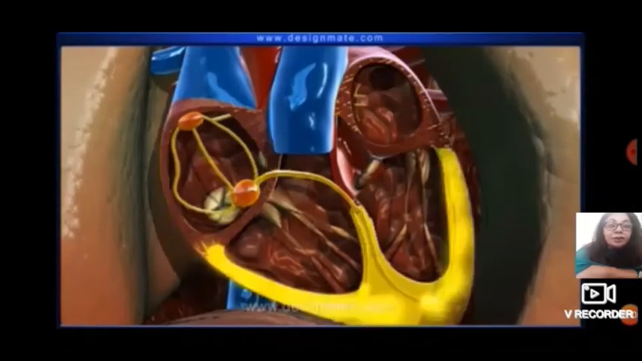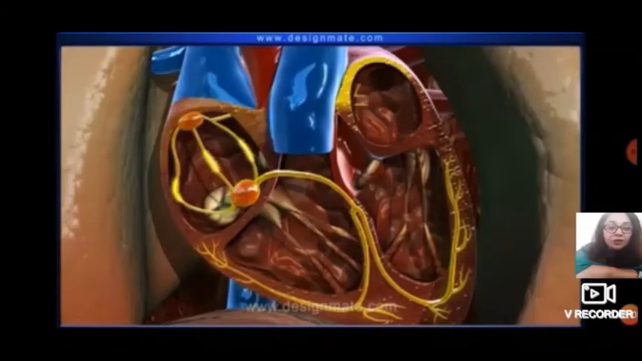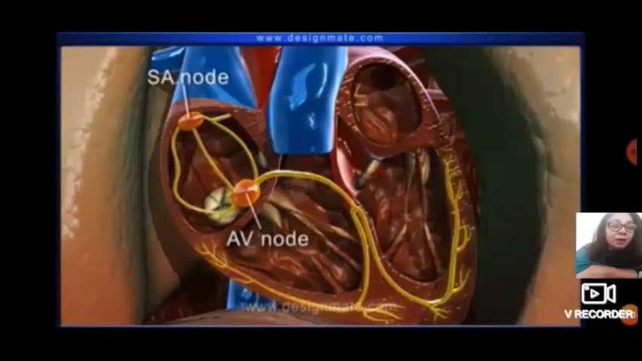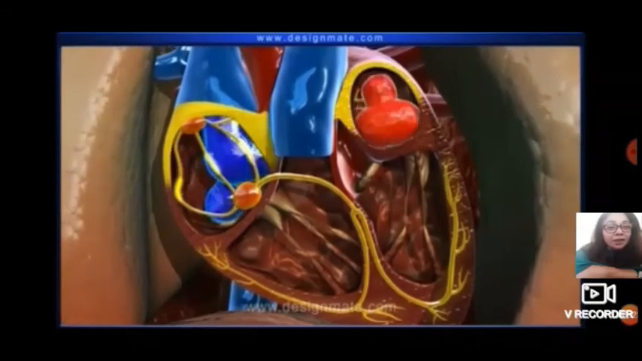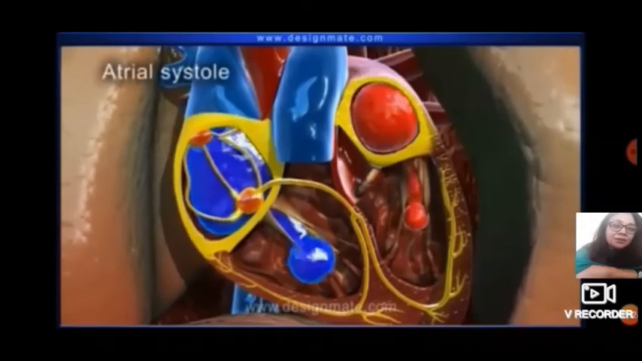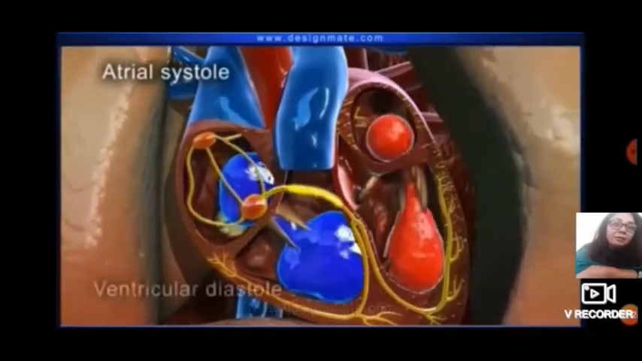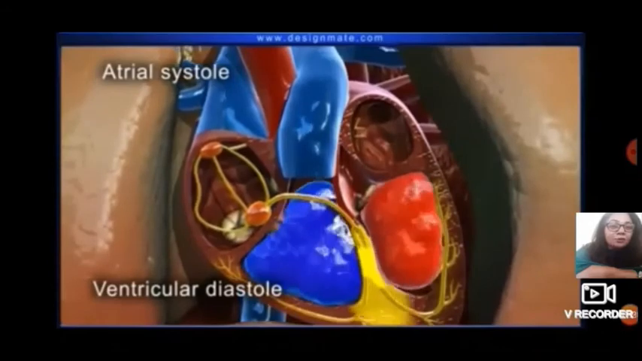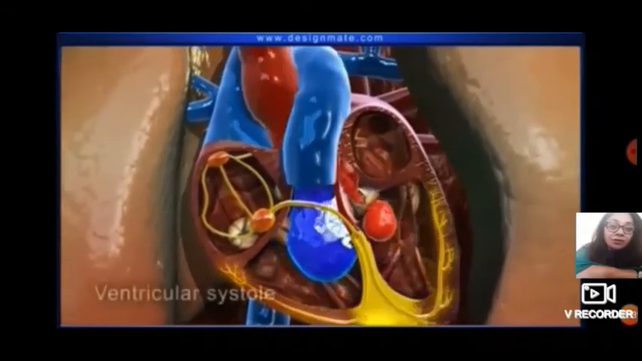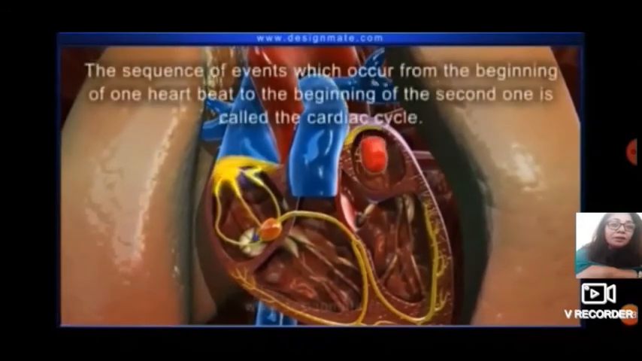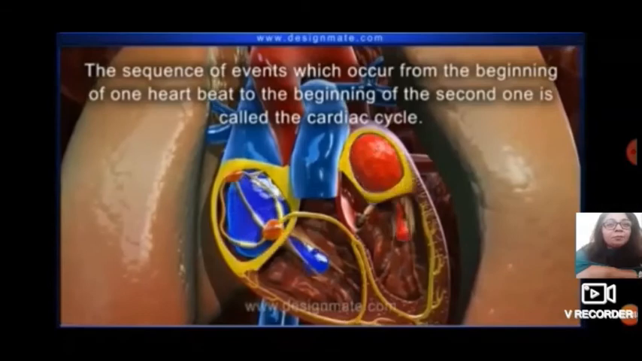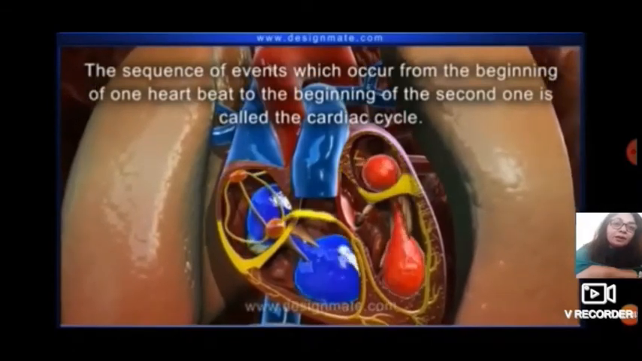Now you are looking at the electrical shocks here. The right atrium is also called the natural pacemaker, here the SA node. These are the impulses which create the beating, and according to these impulses the blood will enter from the atrial side to the ventricle side. So this is the atrial systole, and the ventricular systole means from the ventricle side the blood will enter into the aorta and the veins.